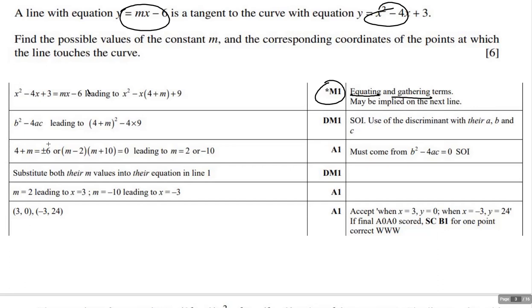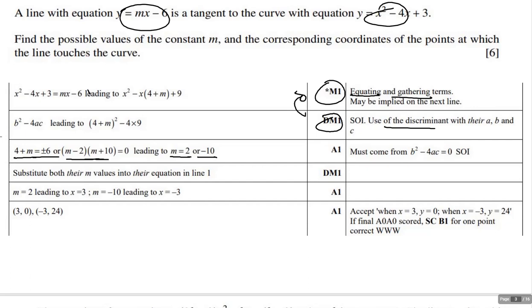then you're going to get a method point for using the discriminant. Okay. And again, you need to be using values that make sense from what you wrote up in the step above. If they weren't exactly correct in the step above, you could still get this method point. Now, if this is a point, you need to get this. So you end up with this times this. You end up with m is equal to 2 or negative 10. And basically, they tell you what we should be looking for.